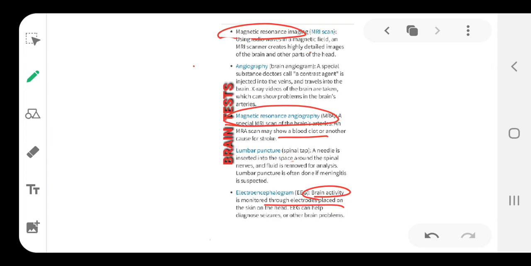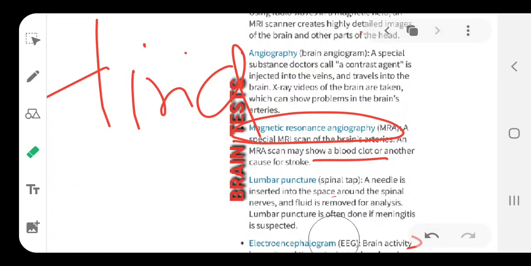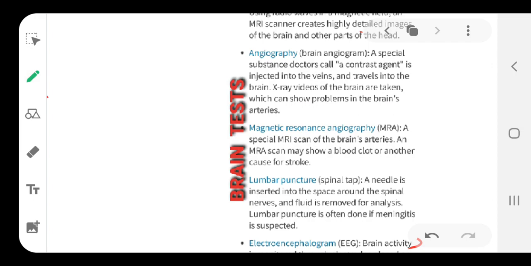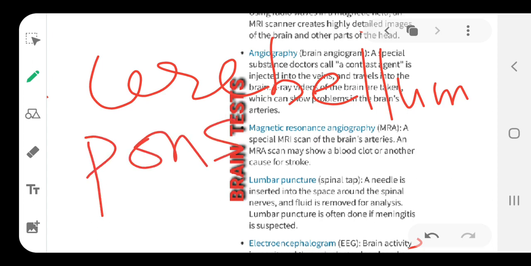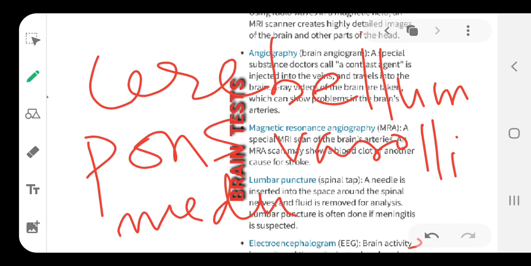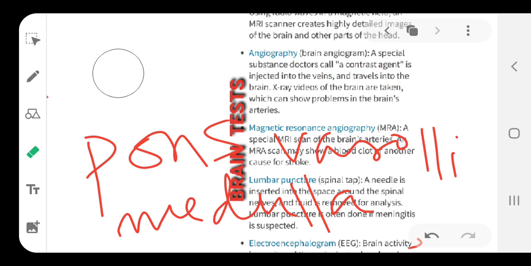In case of the hindbrain, which we have just read about, that part should also be known to you. The hindbrain consists of basically three parts, as already told in the tutorial: the cerebellum, then pons varolii, and the third one is medulla oblongata. The names are somewhat different, so you should know them.